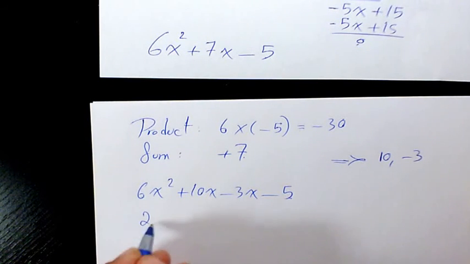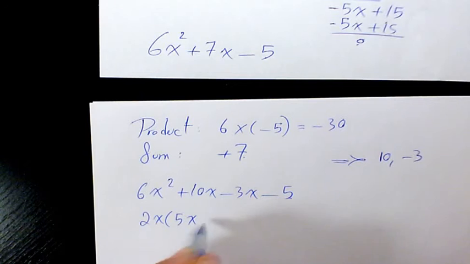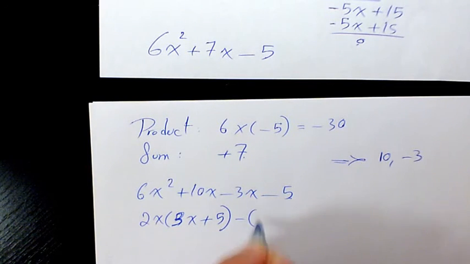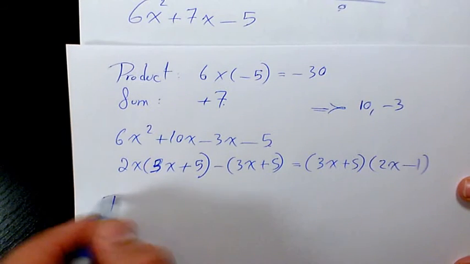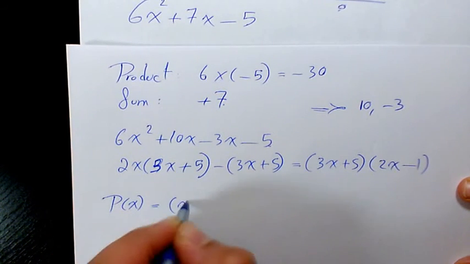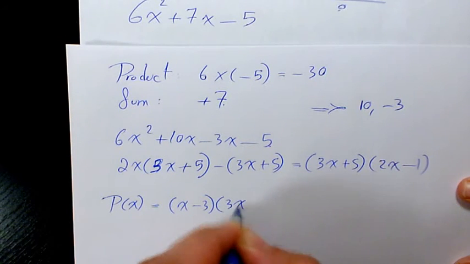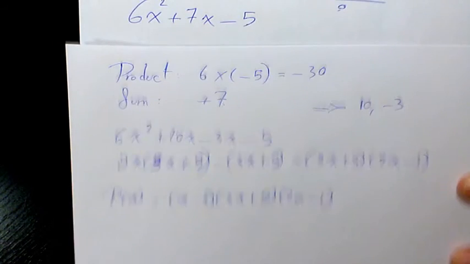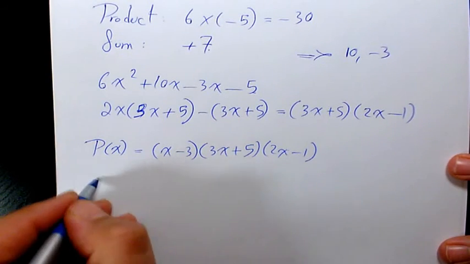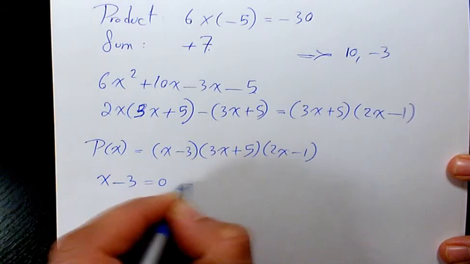Factor of the first two is going to be 2x, 3x plus 5, minus 3x plus 5. It's going to be 3x plus 5 times 2x minus 1. So the polynomial in factored form is going to be x minus 3 times 3x plus 5 times 2x minus 1. So the zeros: x minus 3 equals 0.